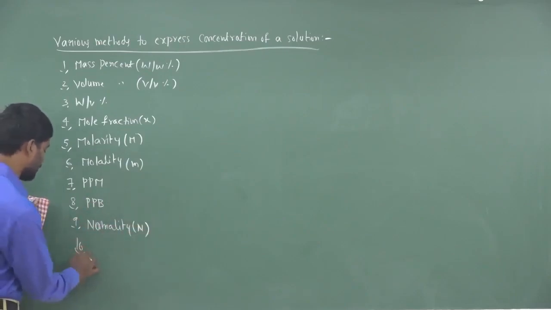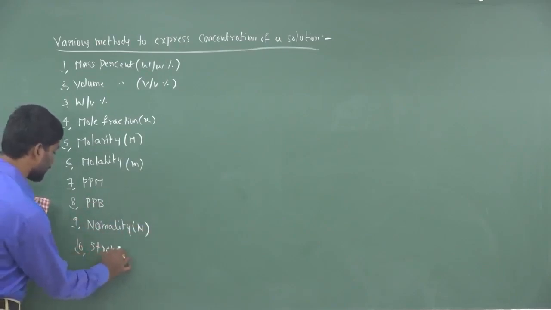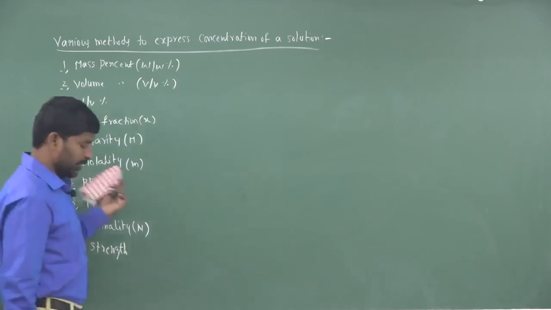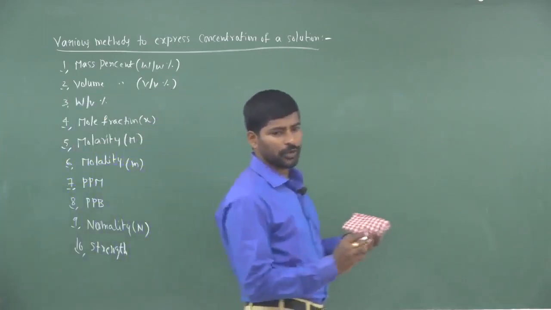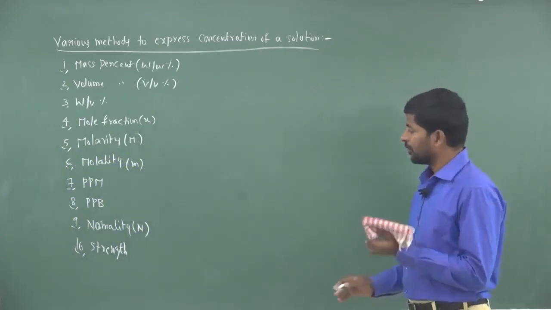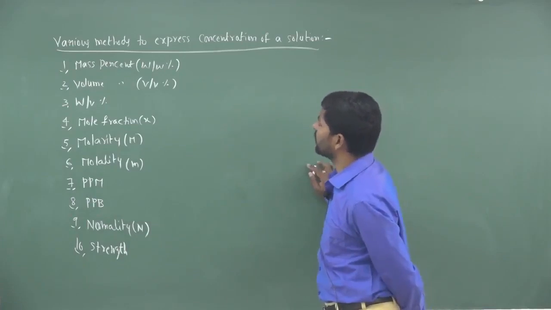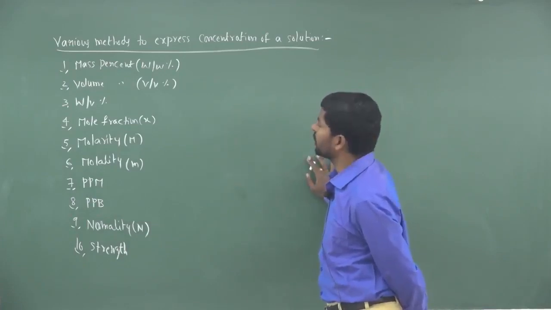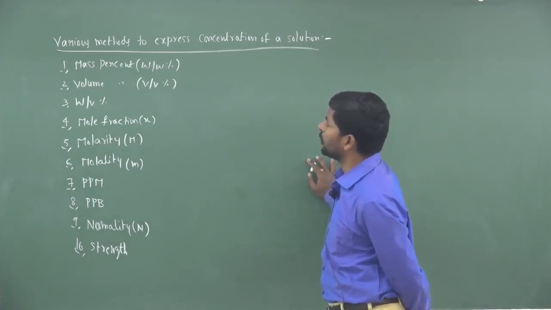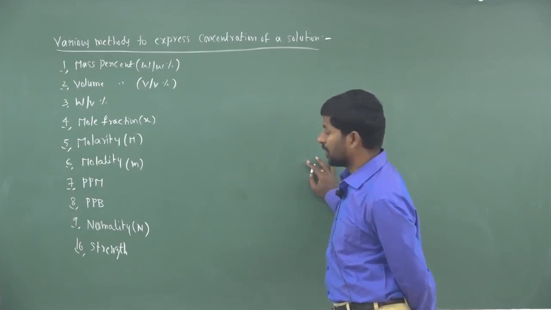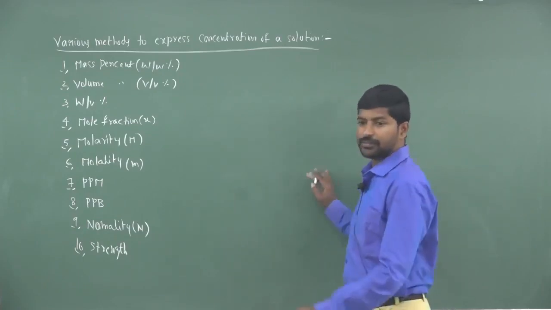Strength of a solution also we have, and formality also we have; formality we follow for ionic solids. These are the various methods we have to express concentration of a solution: mass percent, volume percent, weight volume percent, mole fraction, molality, parts per million, parts per billion, normality, and strength.